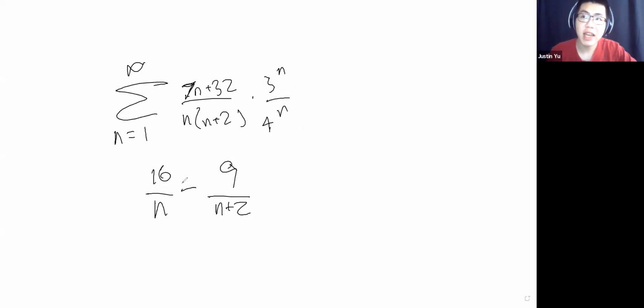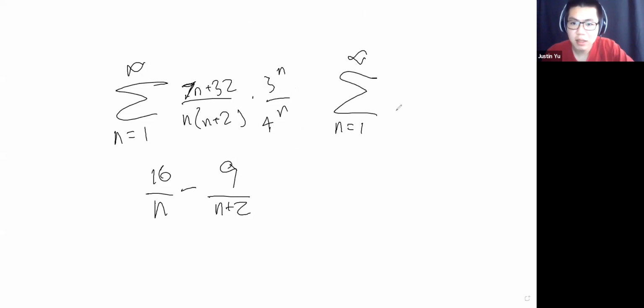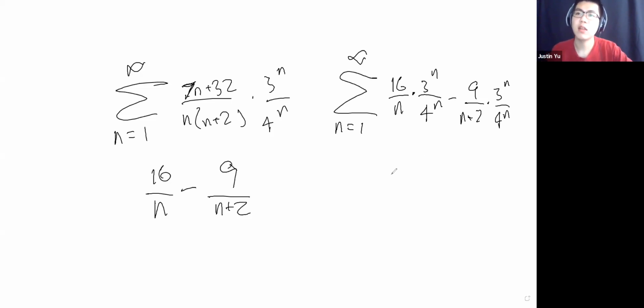How many monitors do I have? I have two monitors. So what are we going to do? We're going to have to expand them. Plug this in. We have this nice information, we should use it. I'm just going to leave it expanded: 16 over n times 3 to the n over 4 to the n, minus 9 over n plus 2 times 3 to the n over 4 to the n. All right, so now, can anybody tell me what we do now? Because this is really the crux of the problem.